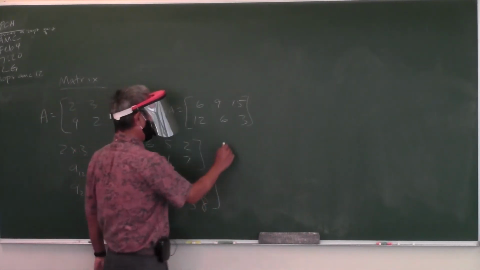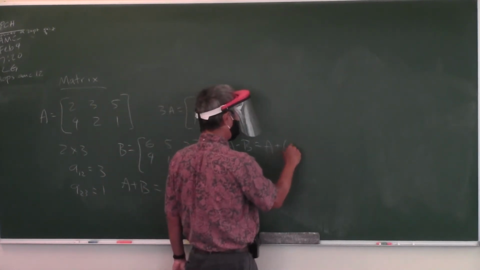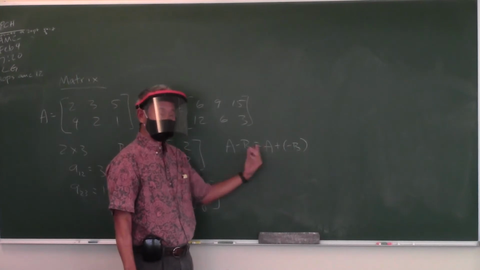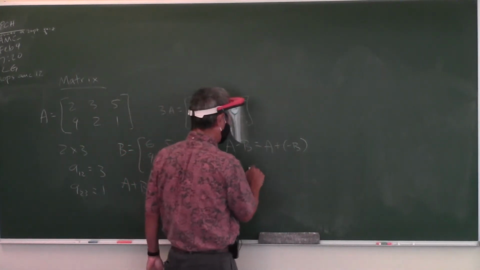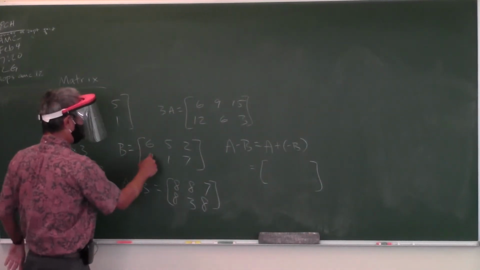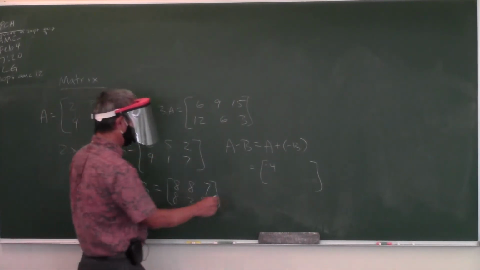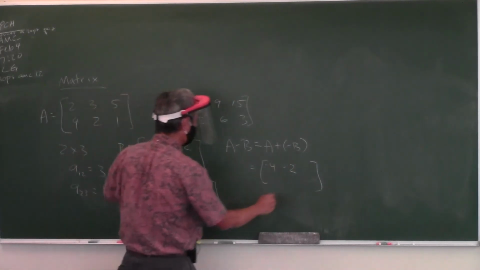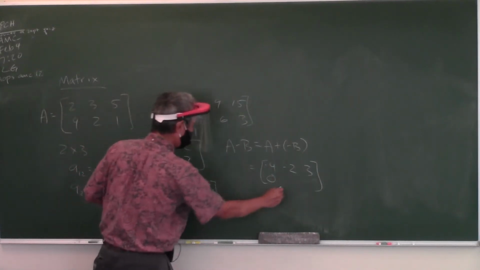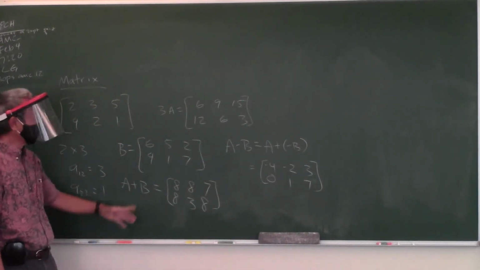Well, subtracting, A minus B, is actually defined to be A plus negative B. And you know how to multiply B by negative 1, and you simply add it to A. But you can actually just subtract the corresponding elements as well. So if you go 2 minus 6. See how you gotta know arithmetic here? 3 minus 5. 5 minus 2. 4 minus 4. 2 minus 1. And 1 minus 7. So that's how you add and subtract and multiply by a constant.